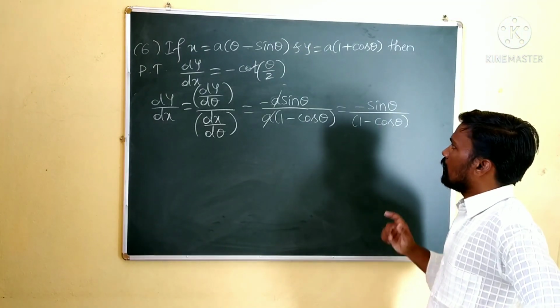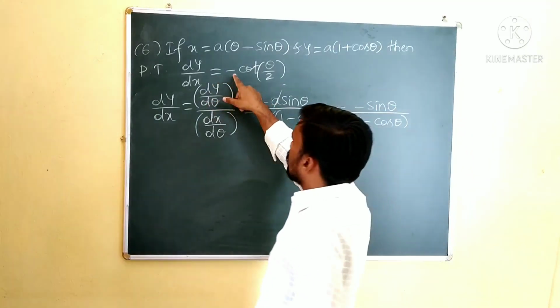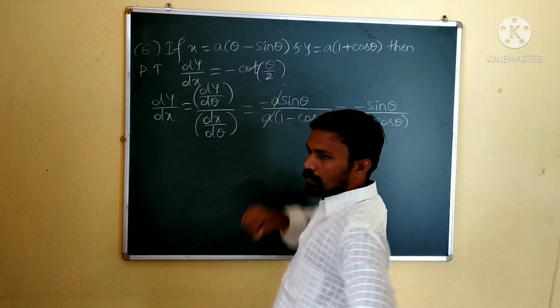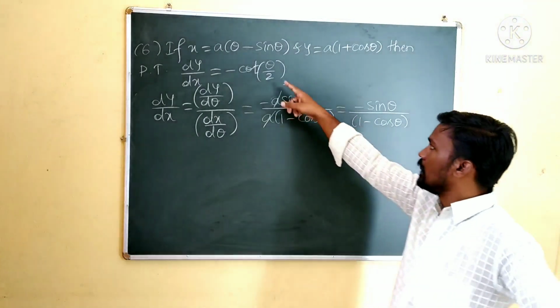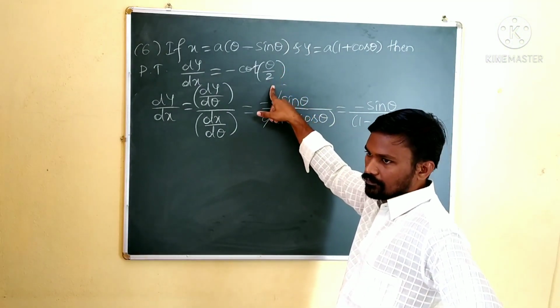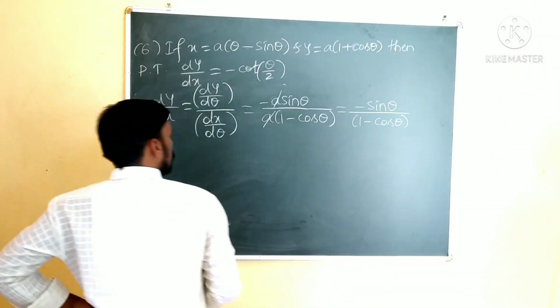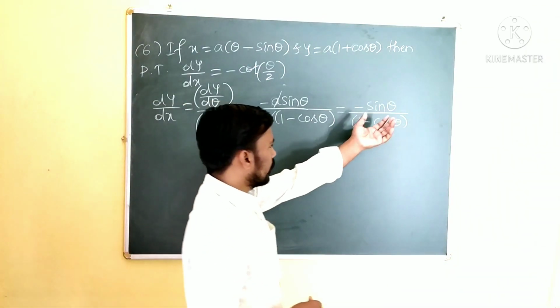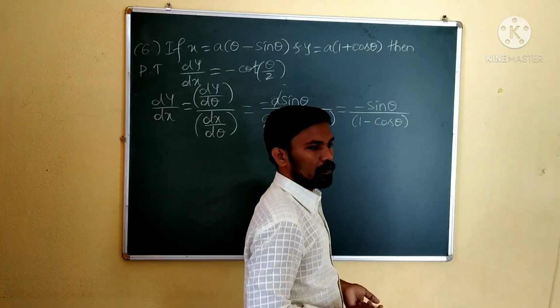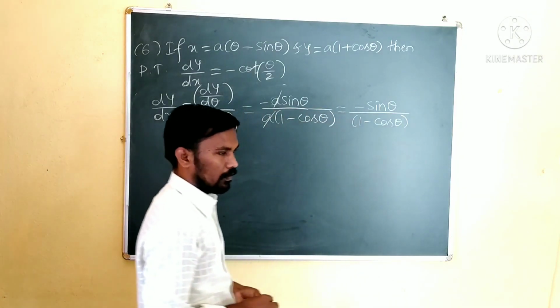For that, let us use the half angle formula. dy by dx is equal to minus cot of theta by 2, we have to prove. So for that we have to use the half angle formula. Look at the proof, theta by 2, this is the hint. Use the half angle formula. sin 2 theta is 2 sin theta into cos theta. So now here replace that numerator sin theta by 2 sin theta by 2 into cos of theta by 2 by using the half angle formula.